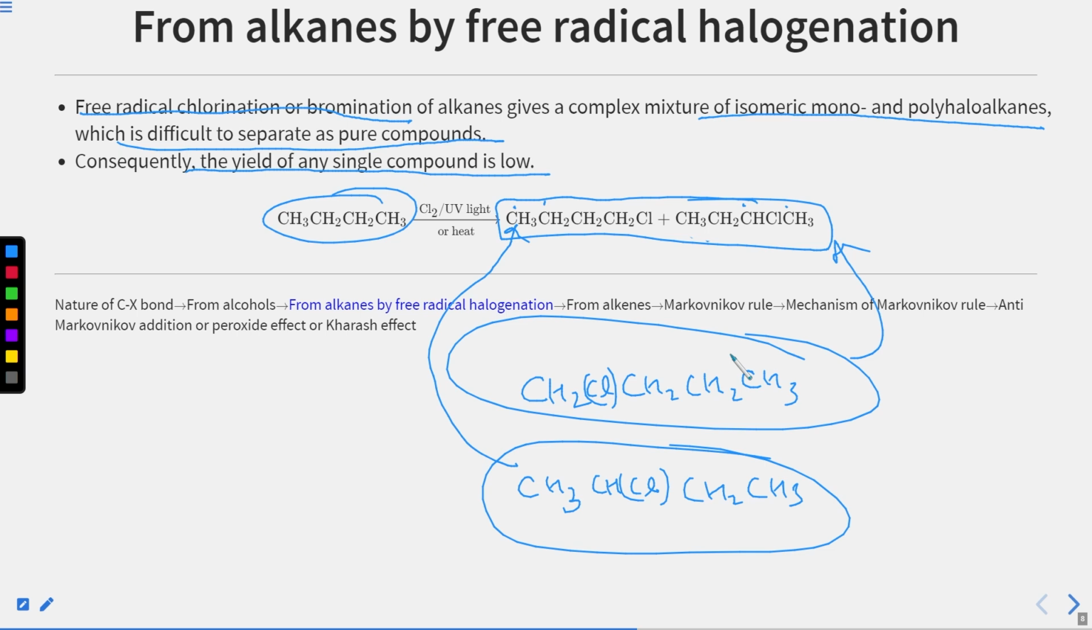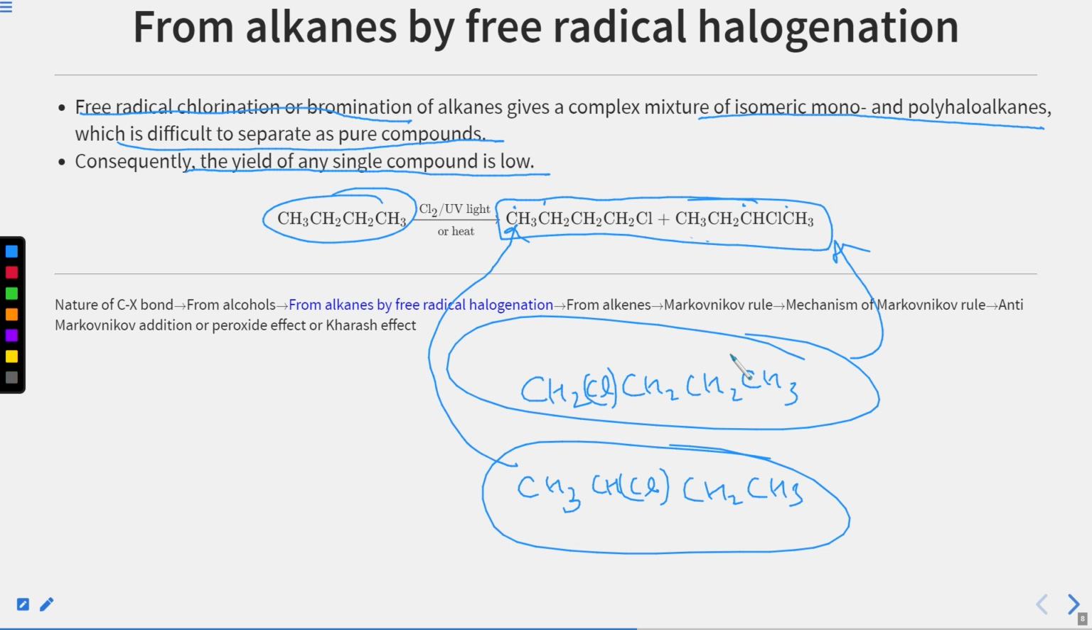Questions are asked on how many monohalogenated compounds are possible. Count the number of compounds that are possible. Do it nicely, compare all of them, then only write your answer. This forms a very good question. Of course, you will not be asked to use this method as a method of preparation for alkyl halide, because I have told you earlier that it gives you a mixture of compounds and it is very difficult to separate them as pure compounds. Also the yield of a single product is poor. You cannot get proper yield.